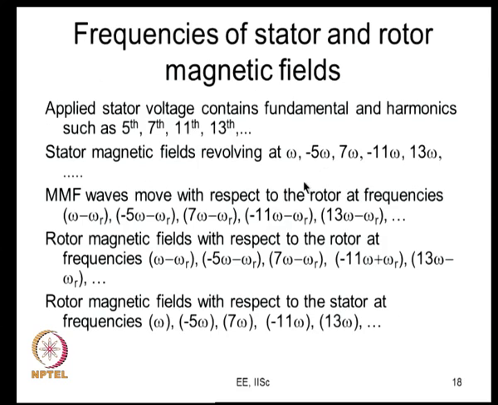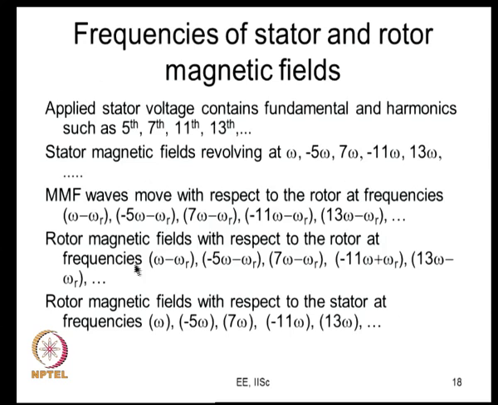So, the rotor is anyway rotating at omega r, therefore, it sees an MMF wave that moves past the rotor at this frequency, minus 5 omega minus omega r. So, the induced EMF in the rotor is of this frequency, 5 omega plus omega r. Since the rotor induced EMF is at this frequency, 5 omega plus omega r, the rotor induced currents are also at this frequency, 5 omega plus omega r.